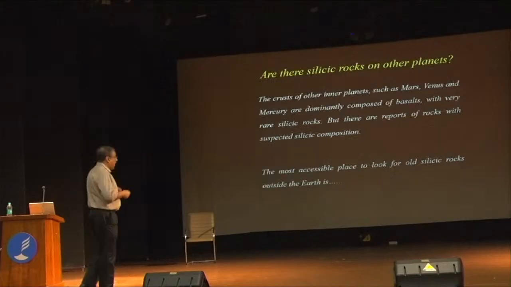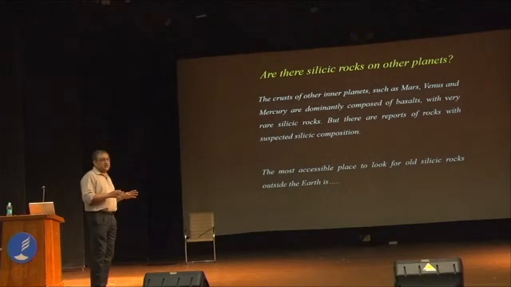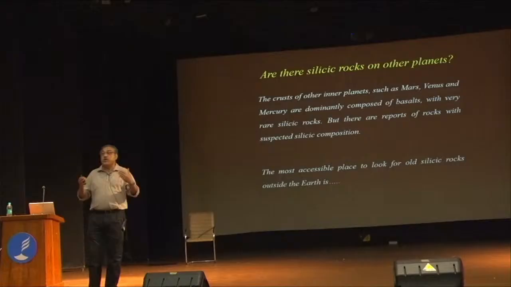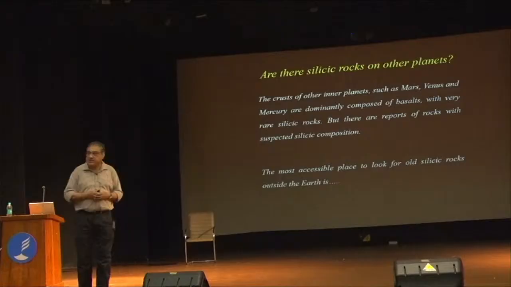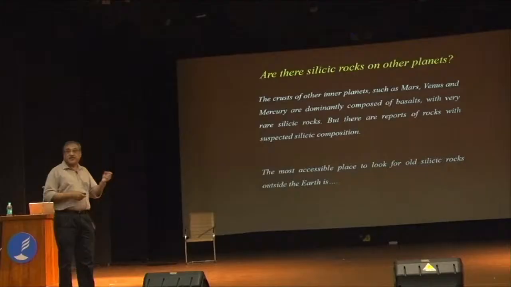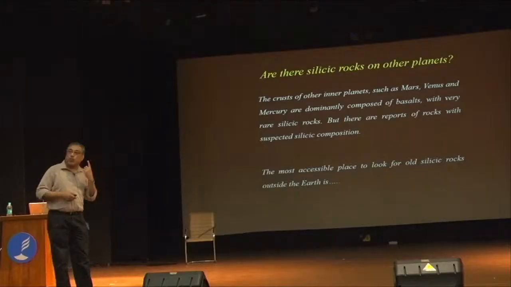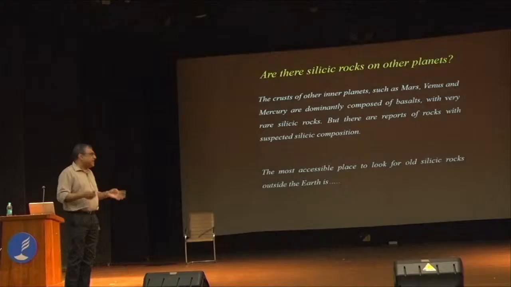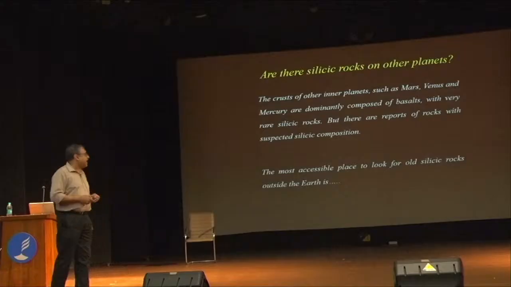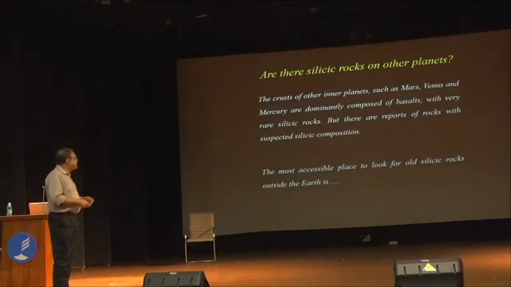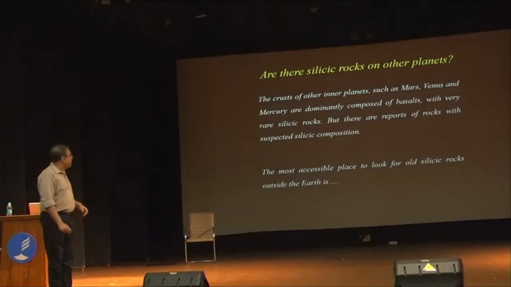Now, are there silicic rocks on other planets? If we look at the planets, only the Moon is the one on which we have physically landed as humans. Mars has had rovers on it. Venus has just had one random mission. But whatever little information we have tells us that on planets such as Mars, Venus, and Mercury, the surfaces are dominantly composed of basalts. This much we know.